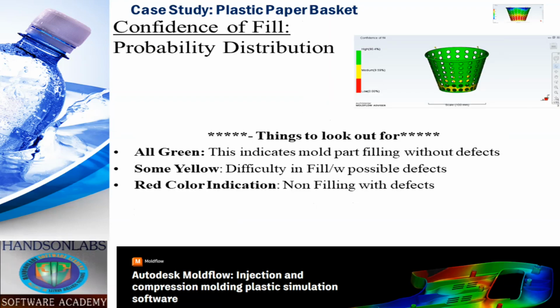So let's go now to the confidence of fill. This is actually more like a probability distribution, where figures or indexes are given along with colored indicators. All green usually means the mold part fills without defects. This is one of the major things you have to look out for under the confidence of fill results in any project that you are doing. Then some yellow indicates difficulty in filling with very possible defects, while the red color indicates not filling, with heavy defects. Now let's move to the quality prediction.